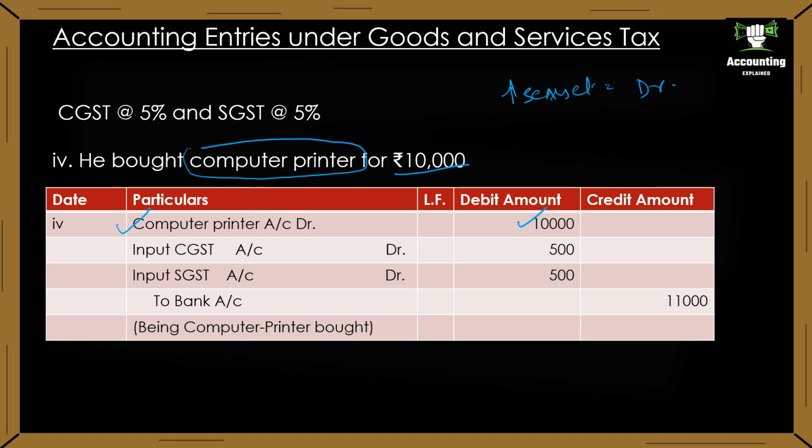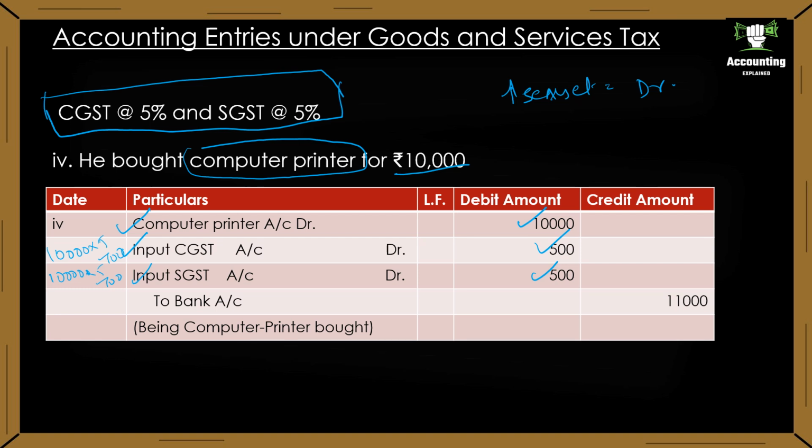The CGST and SGST are going to be paid when you buy, that is for expenses. So it is called input CGST. Input CGST is 10,000 into 5 by 100, which is 500. Again, input SGST is 10,000 into 5 by 100, it is 500.